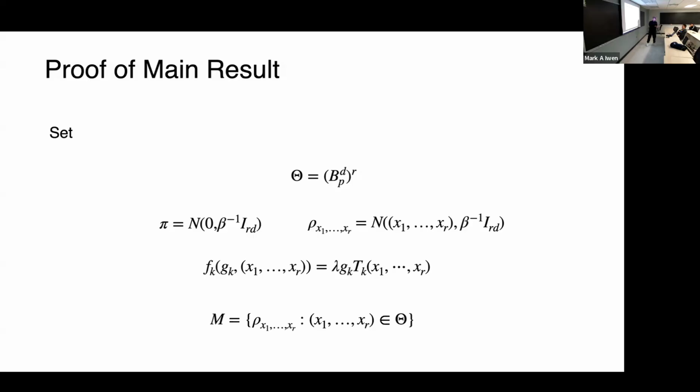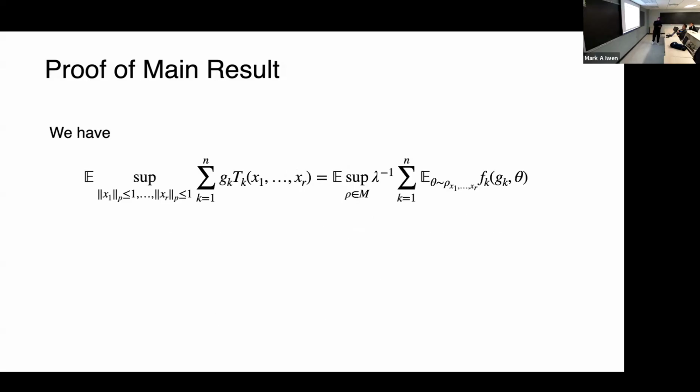And then M, again, we just need to consider it to be the collection of all possible choices of center for our Gaussian rho. Okay? So in summary, what have we shown? We've shown that the expected supremum that we wanted to bound is equal to the expected supremum of the smooth process, right?